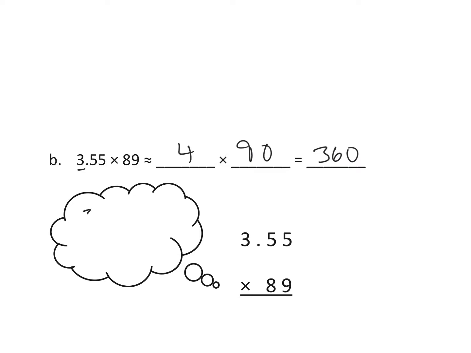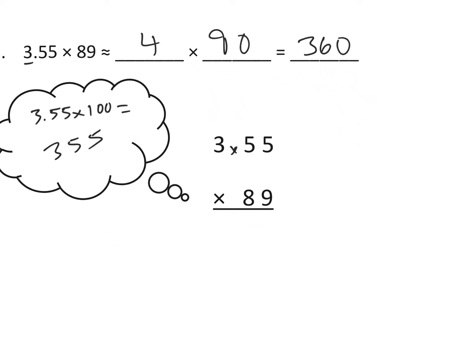So I'm going to think, what would I do to make 3 and 55 hundredths into an easier number to work with? Well, I could do 3 and 55 hundredths times 100, right? And that's going to equal 355. So I'm going to treat this like it's 355. I'm even going to X out that little decimal. And then I'm just going to solve. 9 times 5 is 45. Keep the 5, carry the 4. 9 times 5 is 45, plus 4 is 49. Carry the 4. 9 times 3 is 27, plus 4 is 31, right? 31.